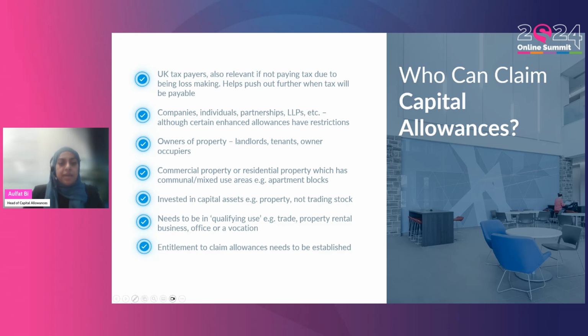In order to claim capital allowances on property acquisitions, the buyer or the claimant has to prove that they have entitlement, and that is a really important thing that needs to be done before a claim can be made.